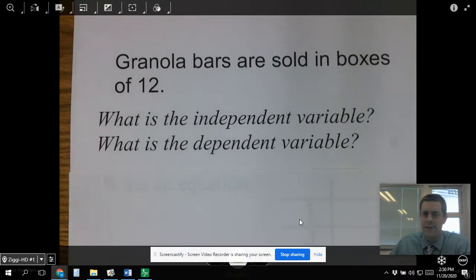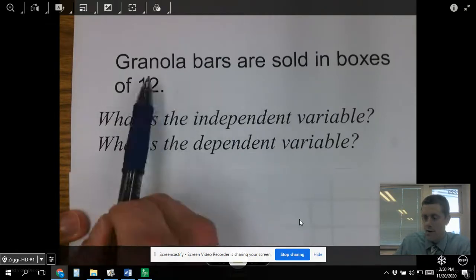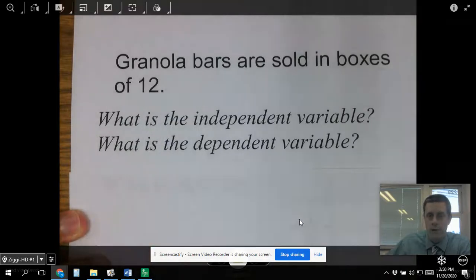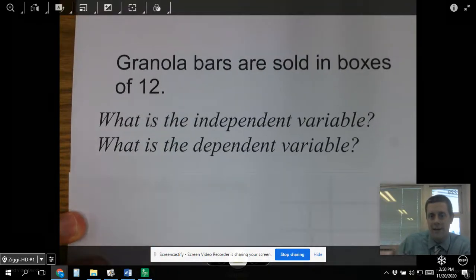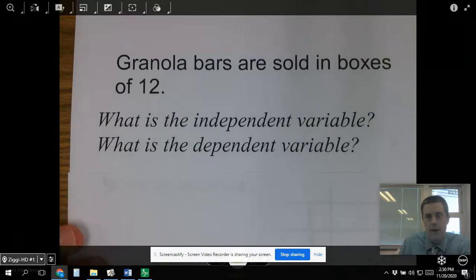We're going to start today's lesson a little different. Instead of just hopping into a title and getting right after it, I want to review what we talked about in the previous lesson when we were talking about independent and dependent variables. So look at this very simple situation I have in front of you. Granola bars are sold in boxes of 12. I want to identify the independent and dependent variable of this scenario. So if you could grab a sheet of paper and work through this with me.